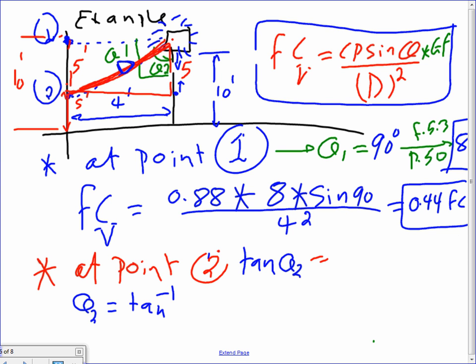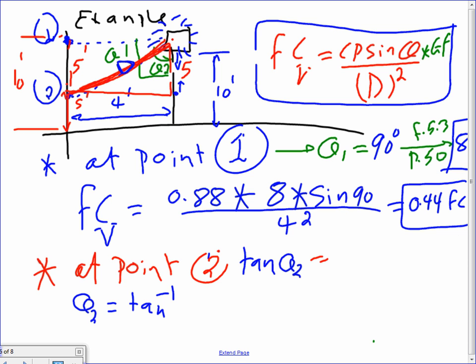Okay, let's go to point 2. At point 2, my friends, I need the tan of Q2. Can you guys see Q2? Tan is opposite over adjacent. The opposite is 4. The adjacent is halfway through 10, which is 5.